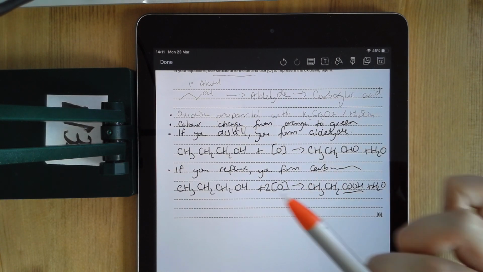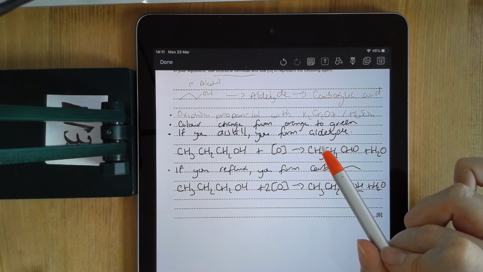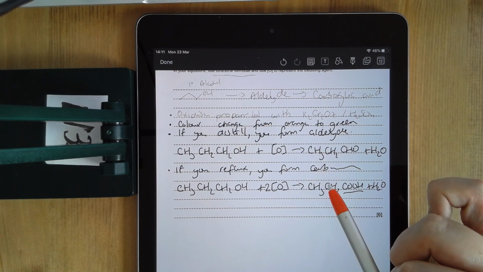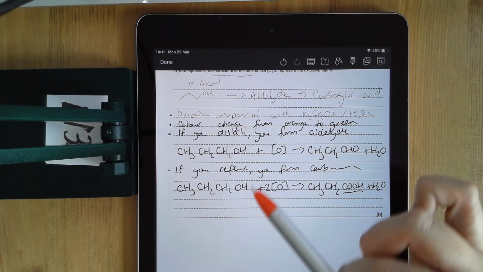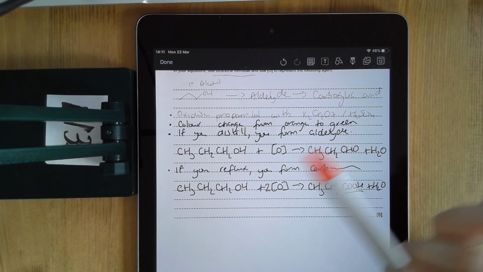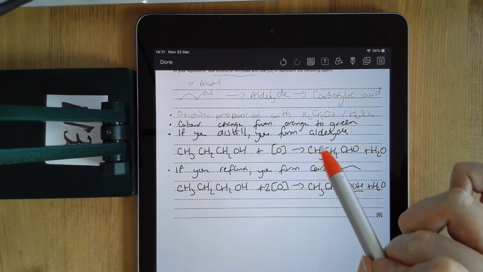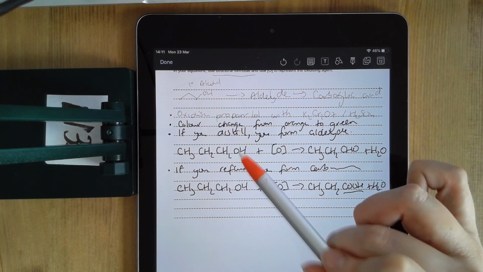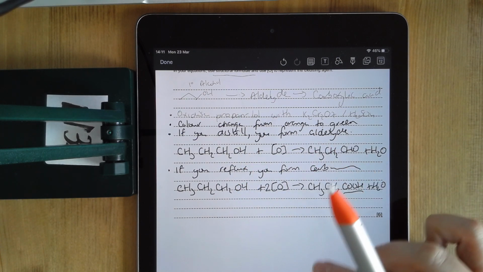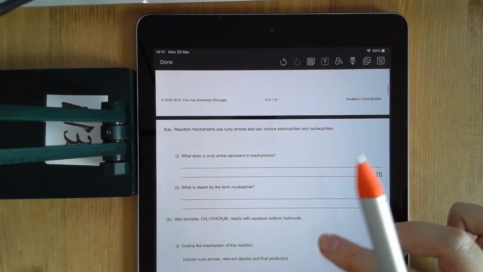The mark scheme also says to ignore it if you've gone from the aldehyde to the carboxylic acid. So in each equation, they want you to start back from the alcohol. They don't want you to oxidize to an aldehyde and then oxidize that aldehyde. They want you starting fresh from the alcohol each time. So that is how you're going to get 6 marks in a question like that.